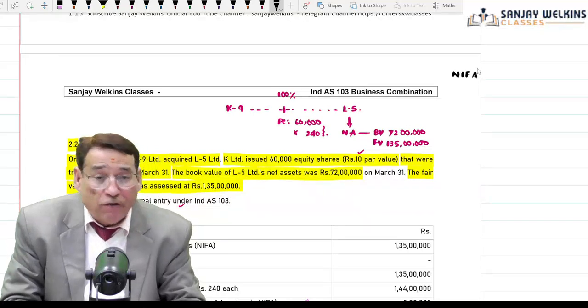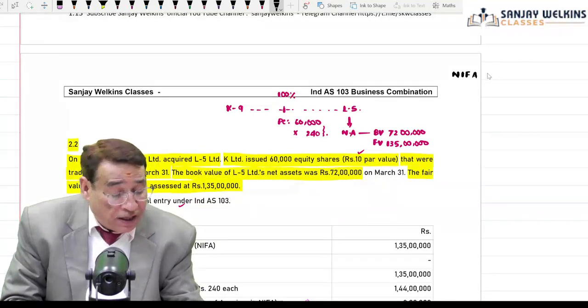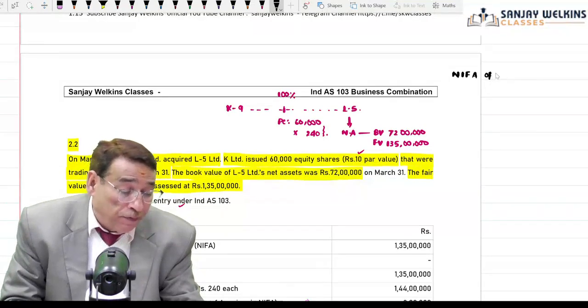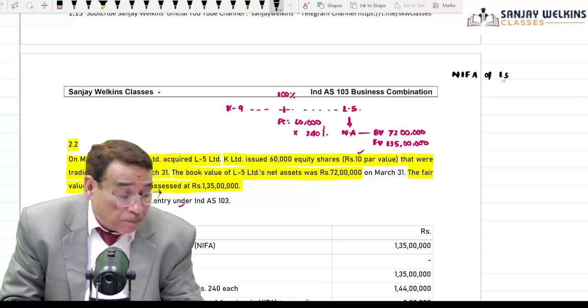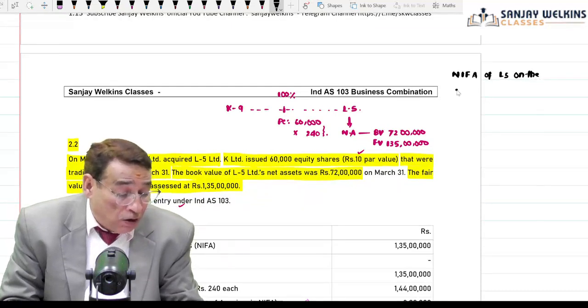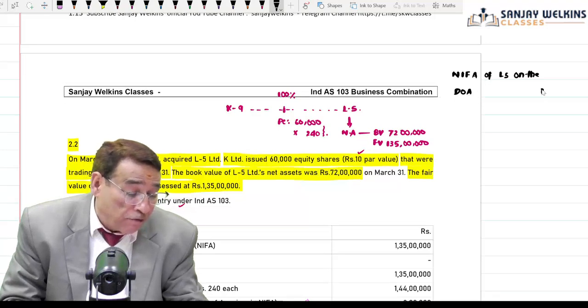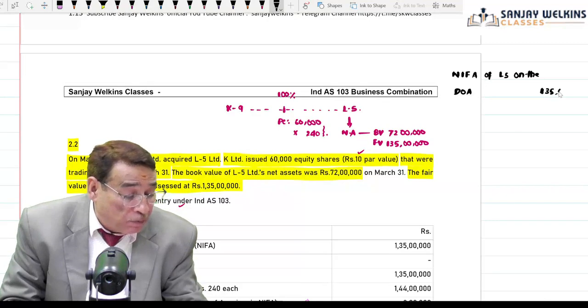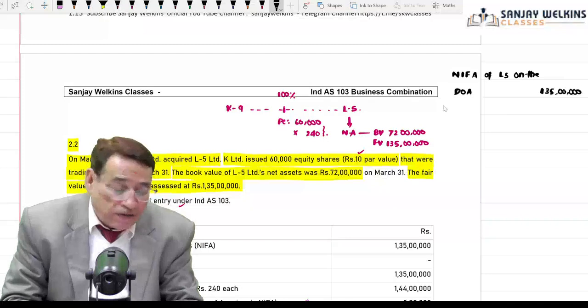So when I say NIFA, it means net assets of L5 Limited. L5 Limited is the acquiring company. Net assets of the acquiring company on the date of acquisition. On the date of acquisition, net assets is equal to 135 lakh. We have to take into account the fair value, remember one thing, not the book value. 135 lakh is the fair value that is given to us.